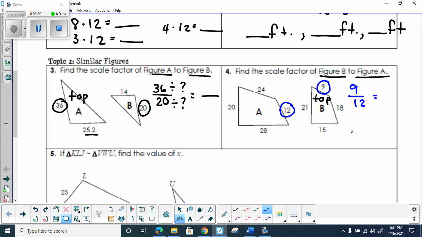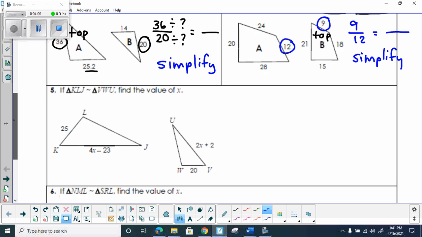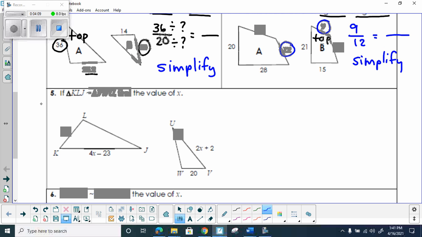And then you're going to simplify that. So you're simplifying the fraction. We don't usually turn them into decimals, although you could. All right, number 5, we've got similar triangles. We should get x equals 17 for the final answer. Now, how do we get there?